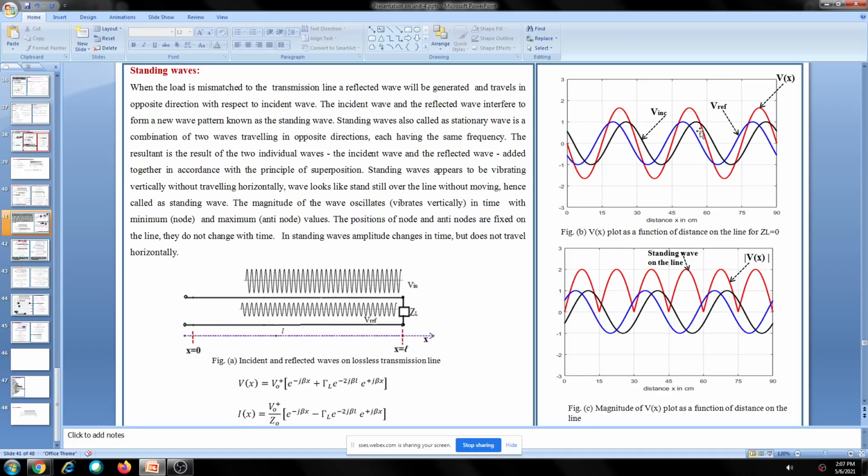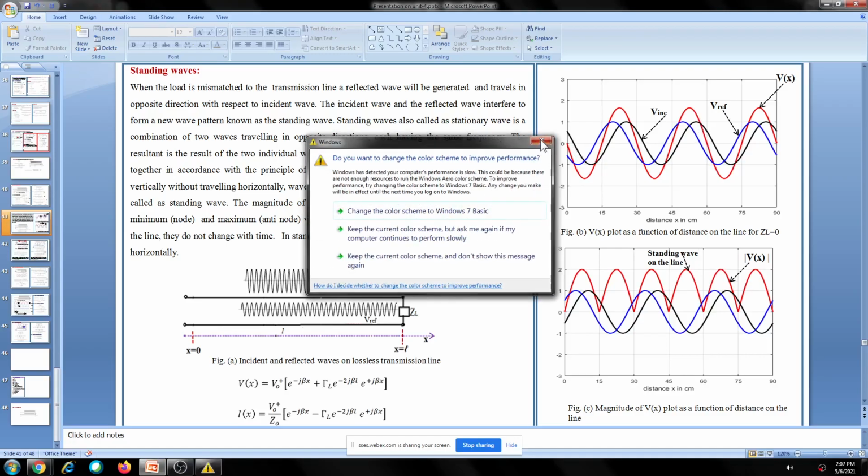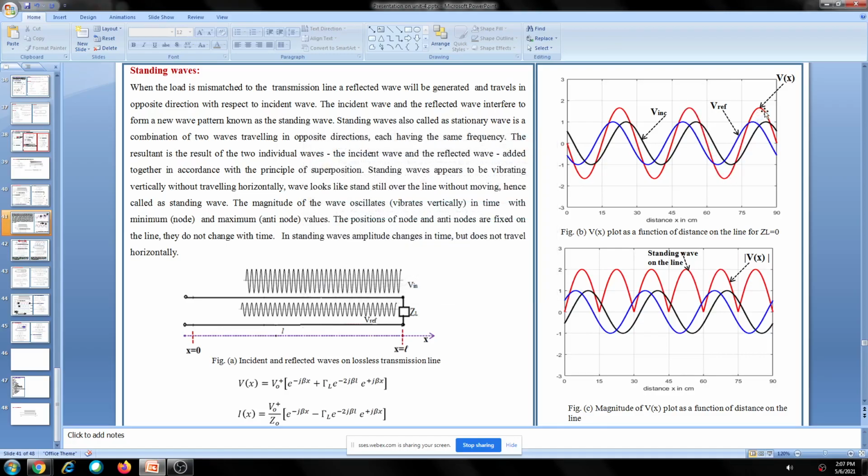So what actually is this? This is the magnitude, which we drew in red color. That is the resultant of two waves. The voltage varies and the pattern repeats every lambda by 2 distance. For a short circuit, we will observe this minima takes the value 0 here. This is a 0 value, and it is a maximum here. This axis is the amplitude of the wave, and this is the distance from the load point.